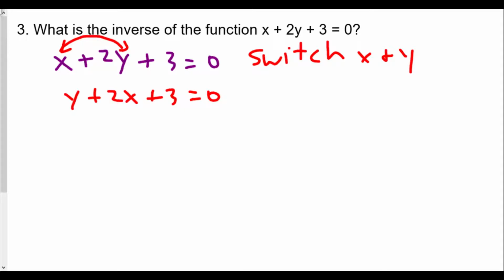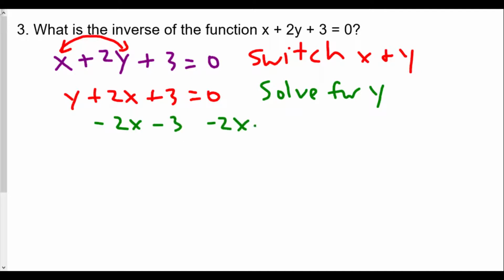Our next step is to solve for y. Meaning, let's get y by itself. Everything that doesn't have a y is moved over to the other side. So we're going to subtract 2x from both sides, as well as subtracting 3. And we're left with y is equal to negative 2x minus 3.